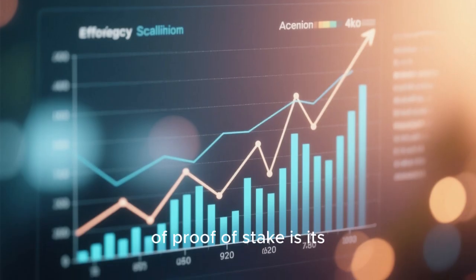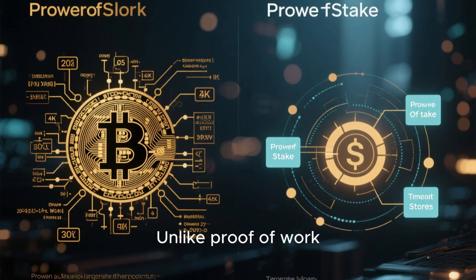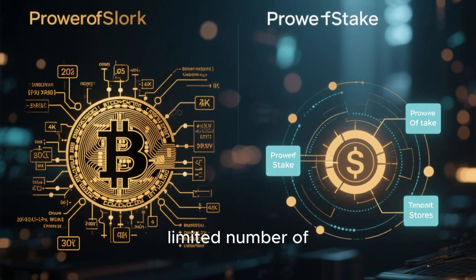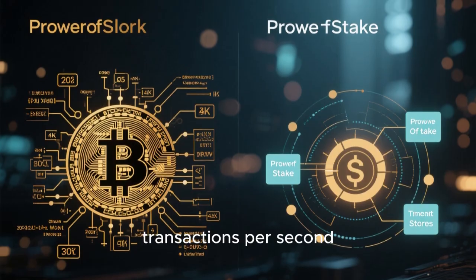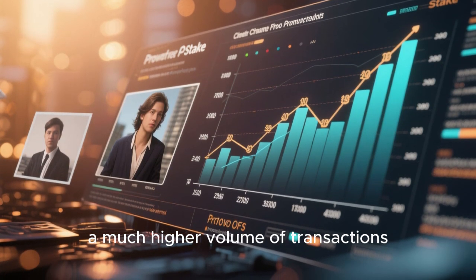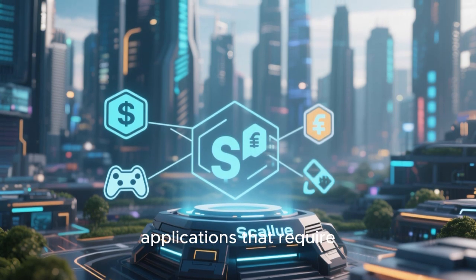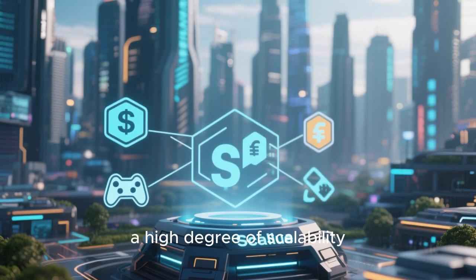Another advantage of proof of stake is its scalability. Unlike proof of work, which can only process a limited number of transactions per second, proof-of-stake networks can handle a much higher volume of transactions. This makes it a more attractive option for applications that require a high degree of scalability.